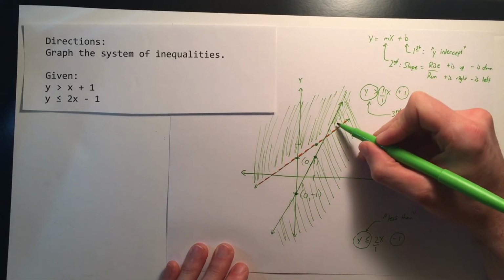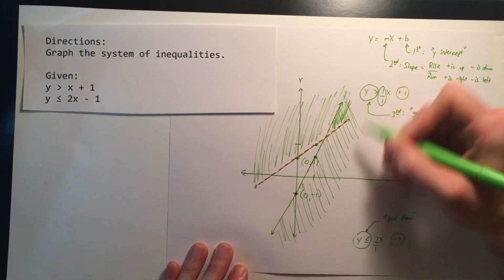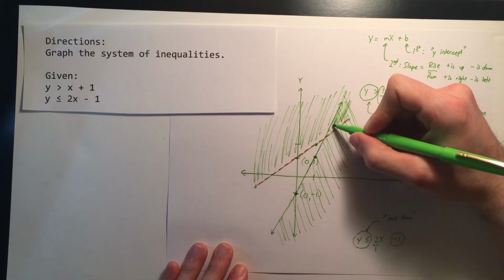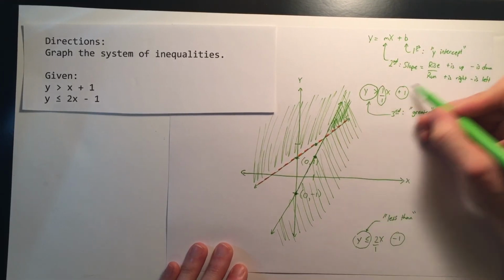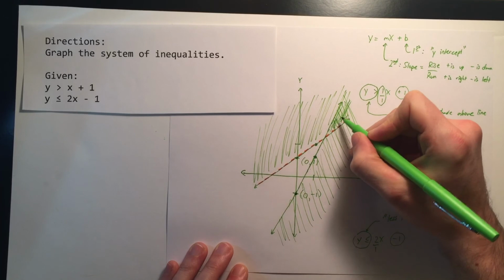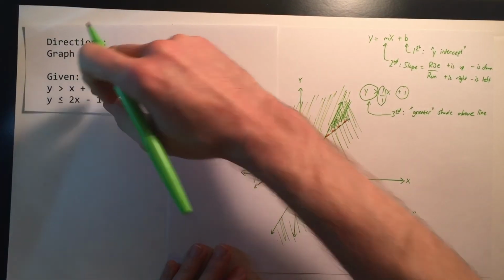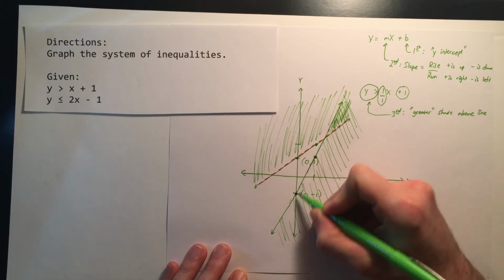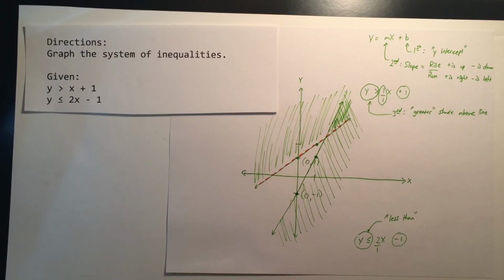Now look where our shading crossed each other. From above this first line was up here, and below this second line is right here, and there's a part where they overlap, and in fact that part's going to get bigger as you go up that way. Any point in that shaded area is a solution to the system of inequalities, as well as any point on this solid line. Okay, we've got our graph. That is the answer to this problem.